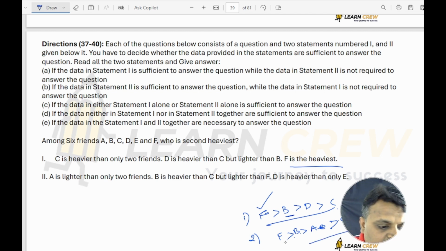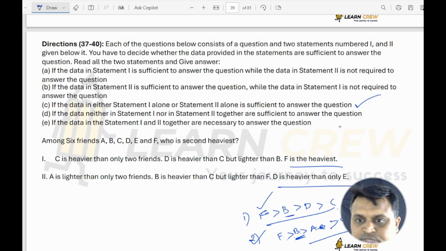So you can say now who is the second heaviest? B. So only with the help of 1 or only with the help of 2 you can say who is second heaviest. Thereby the answer is either 1 or 2. Only 1 is sufficient or only 2 is sufficient. So any one of these 2 will be sufficient. So answer is option C.